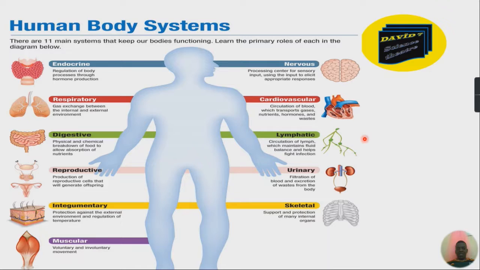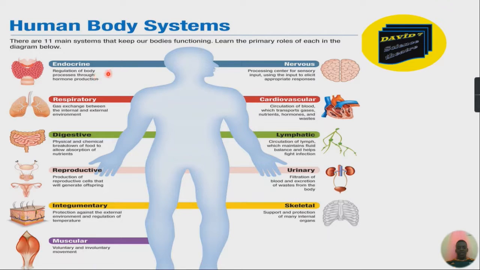Right. Human body systems are many. There are 11 main systems that keep our bodies functioning. Write the primary roles of each in the diagram below. This is too compressed. I have tried to talk more about each system in the next slides. So when you look at this, I want to mention them in a quick run-through, and we shall continue.